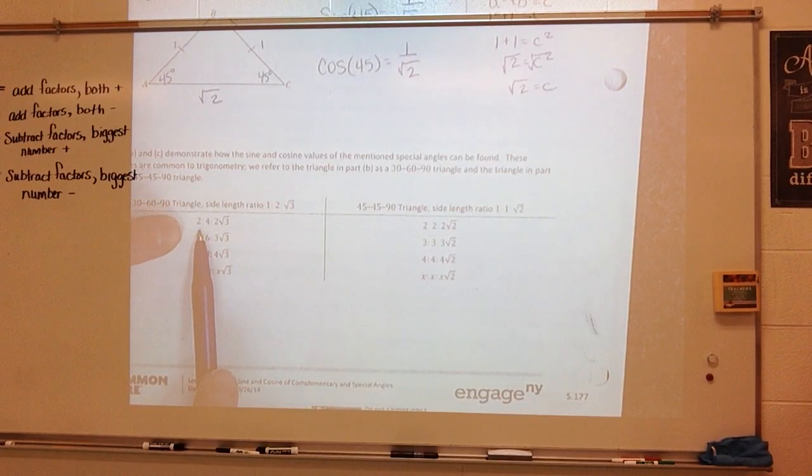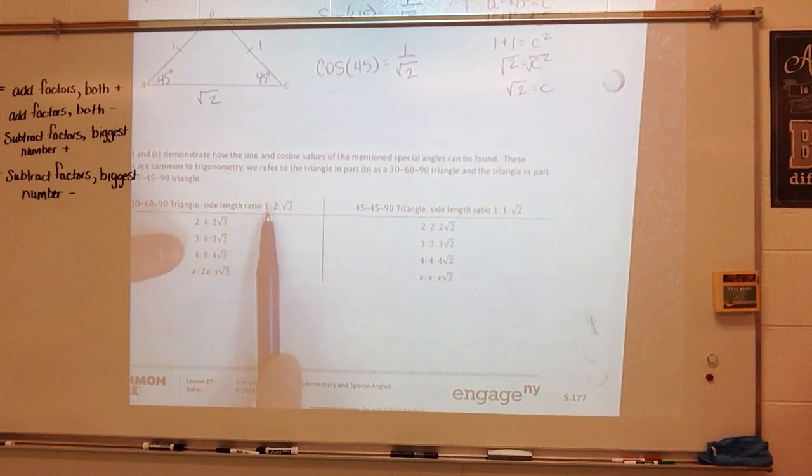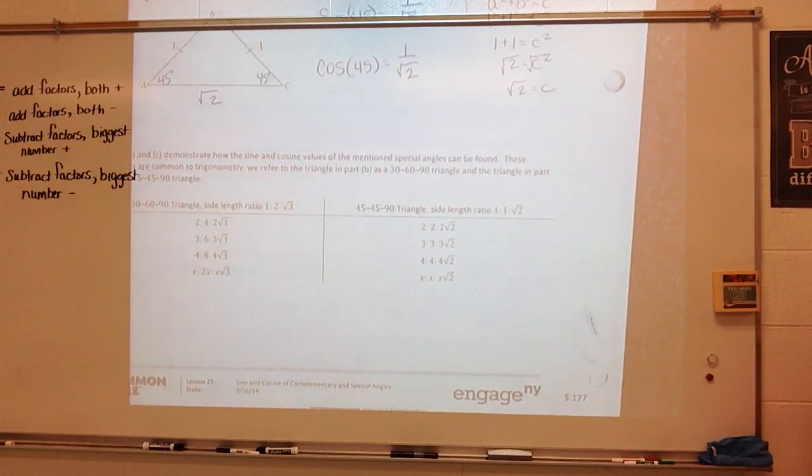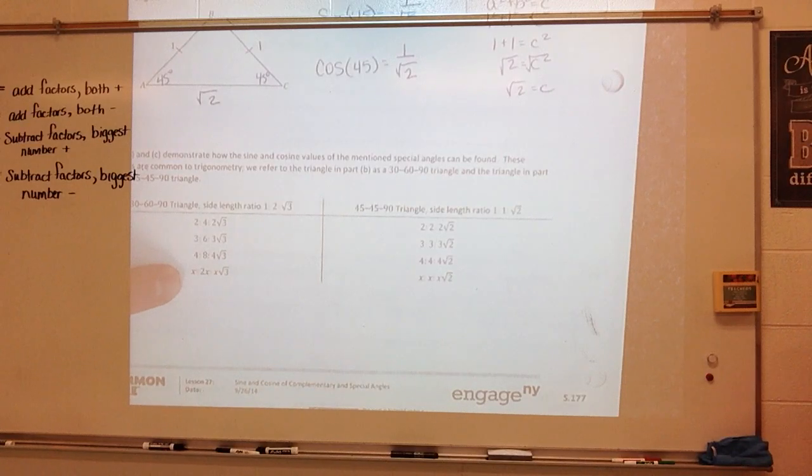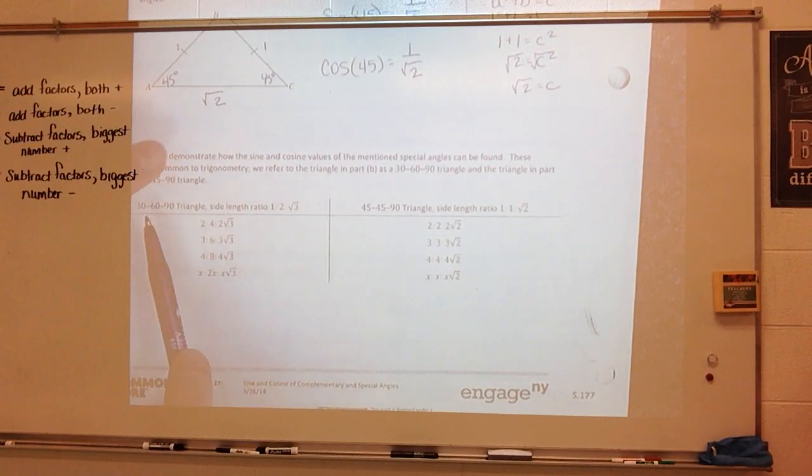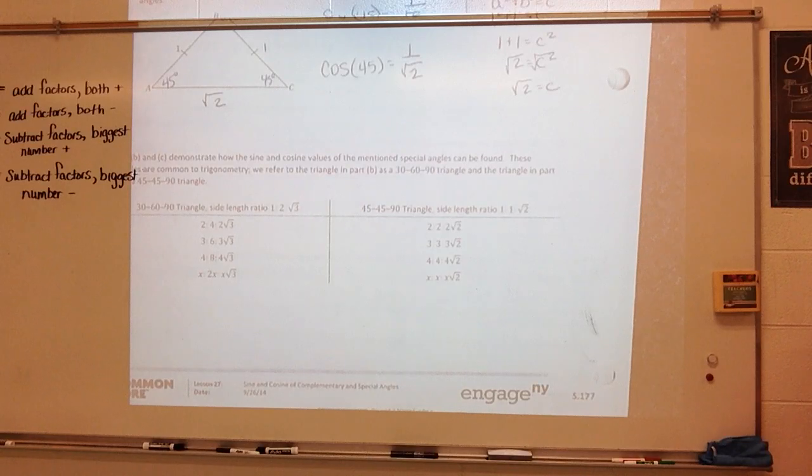So they're saying, okay, I can multiply this by 2, and when I multiply one side by 2, I multiply all sides by 2. Alright? So then I would get 2, 4, and 2 square root of 3. Here they're multiplying by 3. Here they're multiplying by 4. Here they're multiplying by x. So in a 30, 60, 90 triangle, I can multiply everything and get another triangle, but it would still be a 30, 60, 90 triangle.